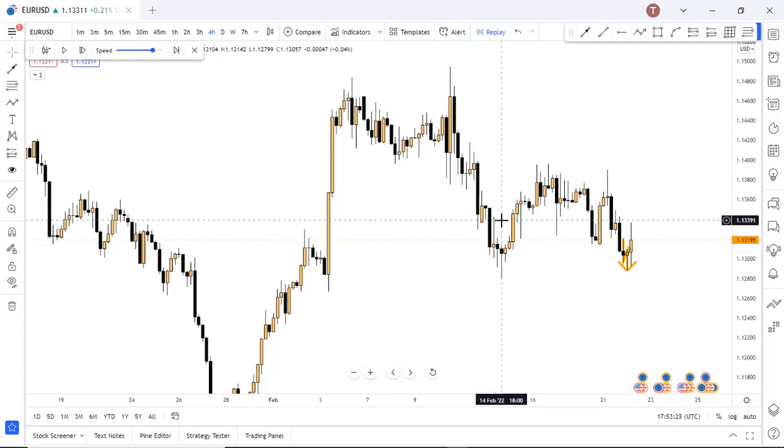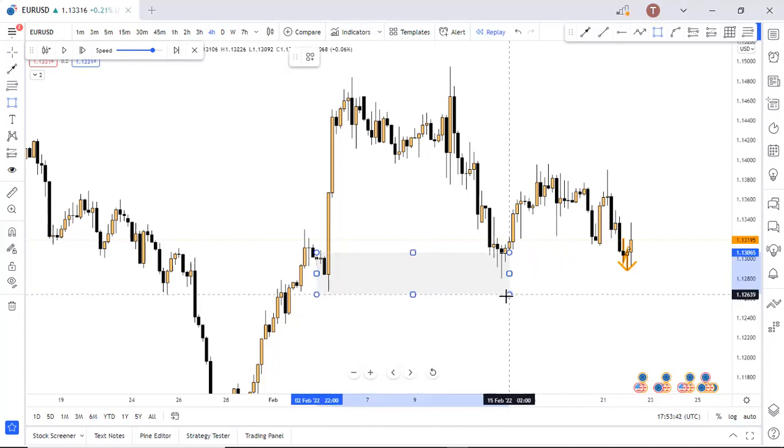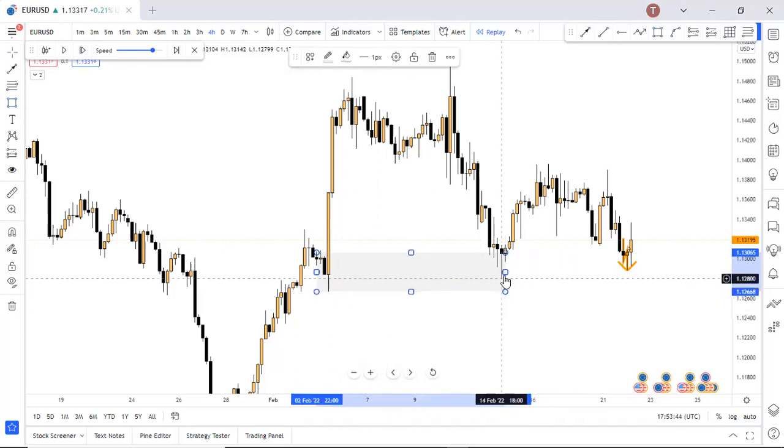In this video, I'll be doing a quick breakdown of a trade I took on Euro USD during the London session today, 22nd of February. Let's get right into it. So from the 4 hours time frame, we can see that from last week, Euro USD reacted off this 4 hour demand zone, pushing price up.